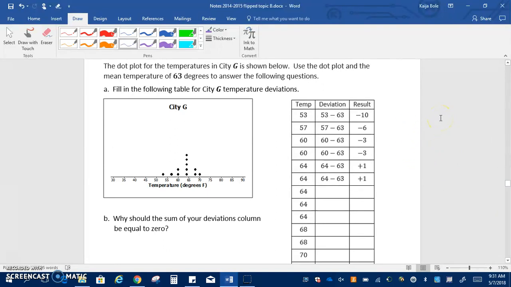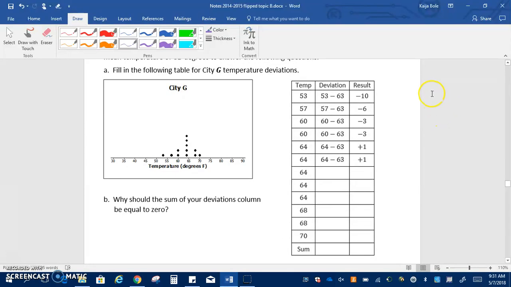Example 1 says the dot plot for the temperatures in city G is shown below. Use the dot plot and the mean temperature of 63 degrees to answer the following questions. So first, we're going to look at this table here. So this lists all of the temperatures, and then we have to find the deviation from the mean. So we know the mean is 63. So if we were to fill in the rest of the table here, we know 64 would be plus 1, another plus 1, plus 1. 68 would be a plus 5, and another plus 5, and then 70 would be a plus 7.